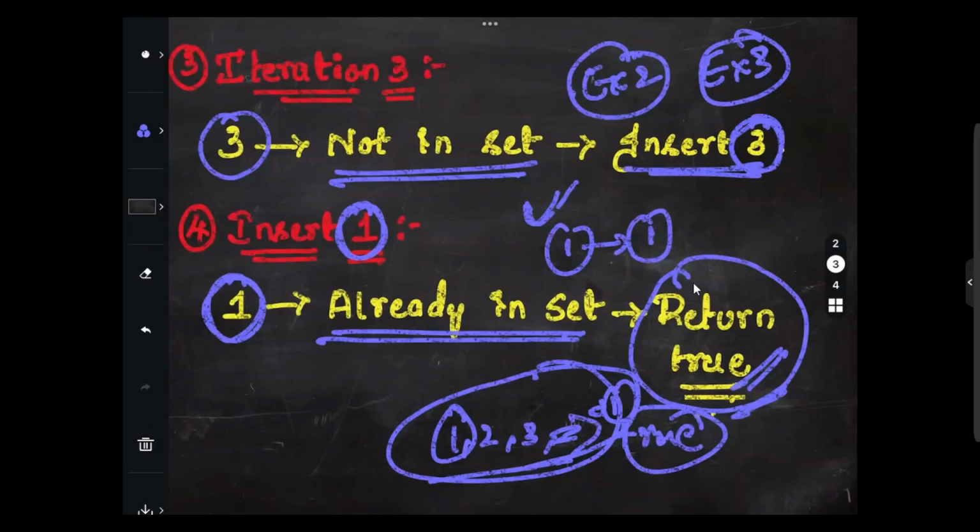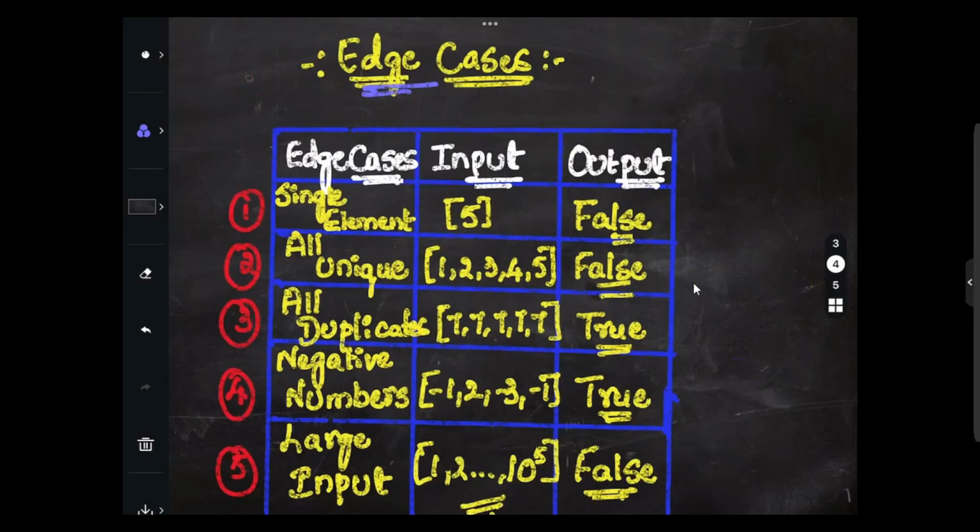Let's discuss all the edge cases quickly, and then let's write the code and discuss the complexities for the code that we have written. Let's come to the edge cases part here. The first edge case that we'll be discussing is the single element. Here you can clearly see we have 5 present as input. So the output will be false in this case.